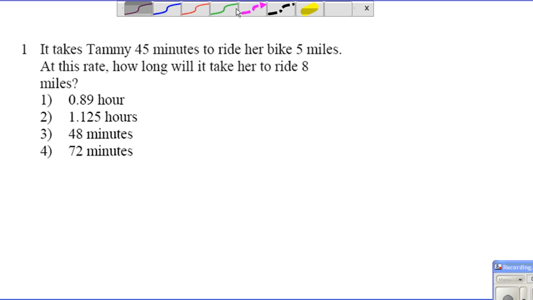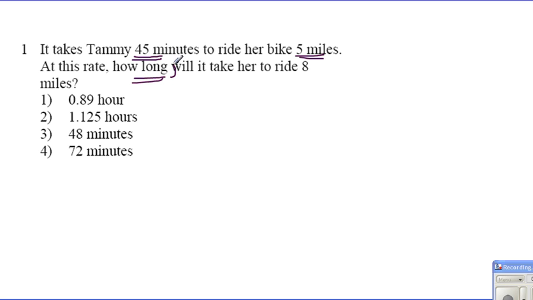So let's get started. Here we have, it takes Tammy 45 minutes to ride 5 miles. But the question is how long, in other words the time, for 8 miles. In this case, since they are directly proportional, the more miles you have to travel, the longer the time it will take. So what we can do is this.